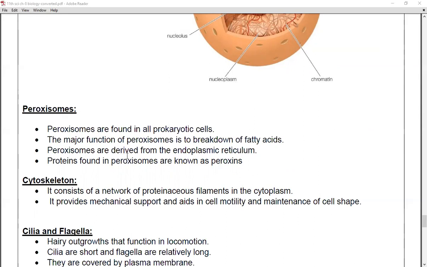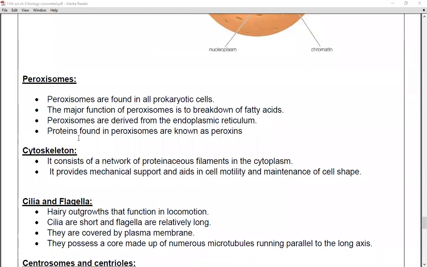Now these peroxisomes are derived from the endoplasmic reticulum, right? They are synthesized, or formed, from the endoplasmic reticulum, so the endoplasmic reticulum is responsible for the formation of the peroxisomes. Next, the proteins found in the peroxisomes are known as peroxins. Several proteins are found inside the peroxisomes, and these proteins are known as peroxins. So this is about the peroxisomes.